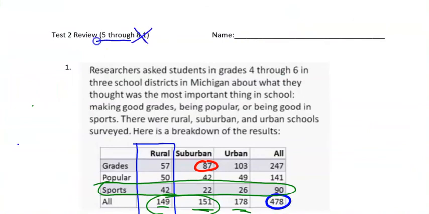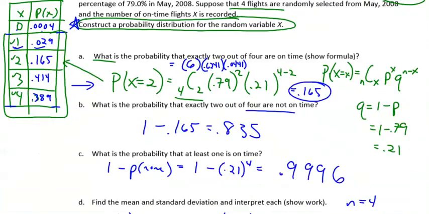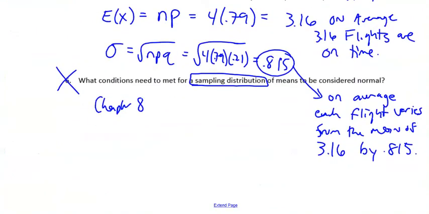5 through 8.1, that's my old review. This should be 5, 6, and 7 only. So I have a couple questions on here through 8.1, so I hope that didn't scare you too much. I'm going to stop this video because it's getting a little long, and then one more video for the last page.